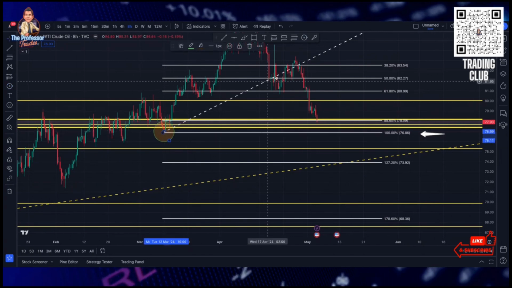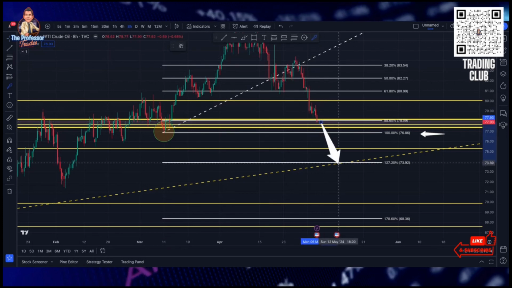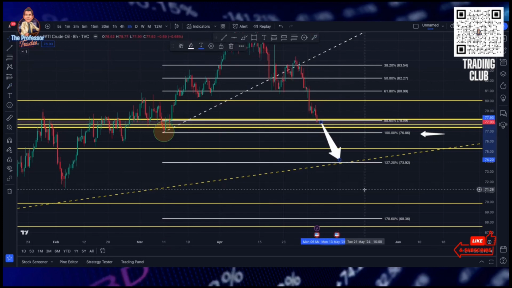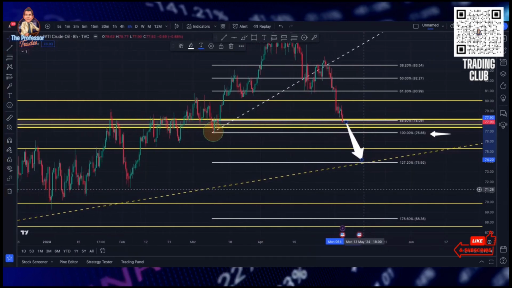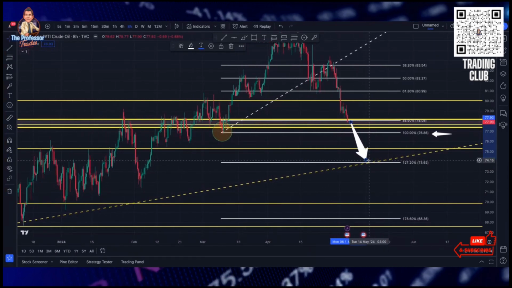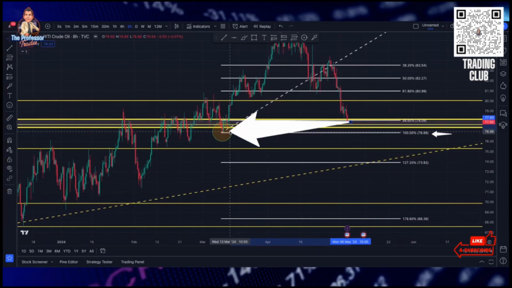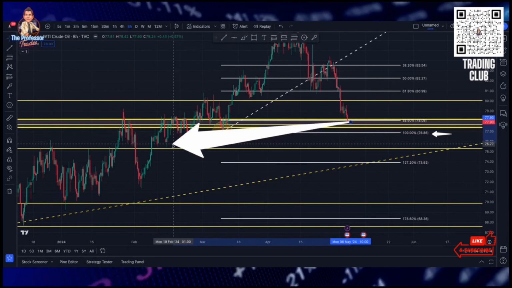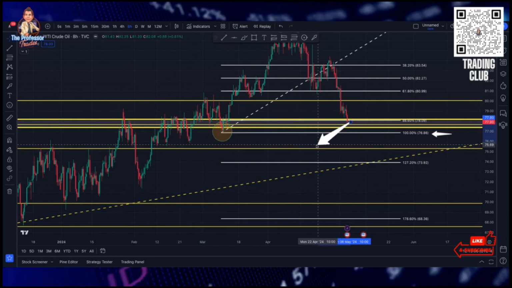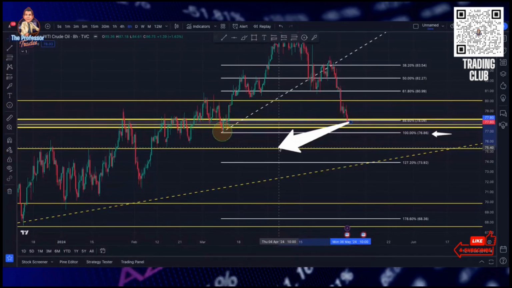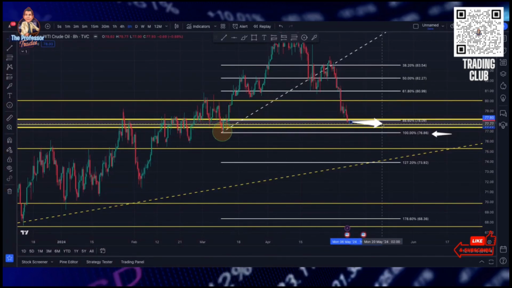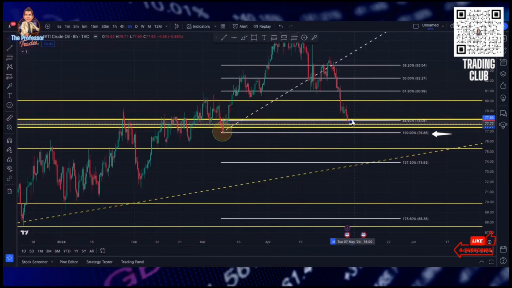And usually when they do that, they bring price down to the 127, which is that 74.50-ish area that we talked about before. So if they bring price that far down, they would have taken out this low and this low. So this is going to be a very key area to look at how price reacts within this zone right here.